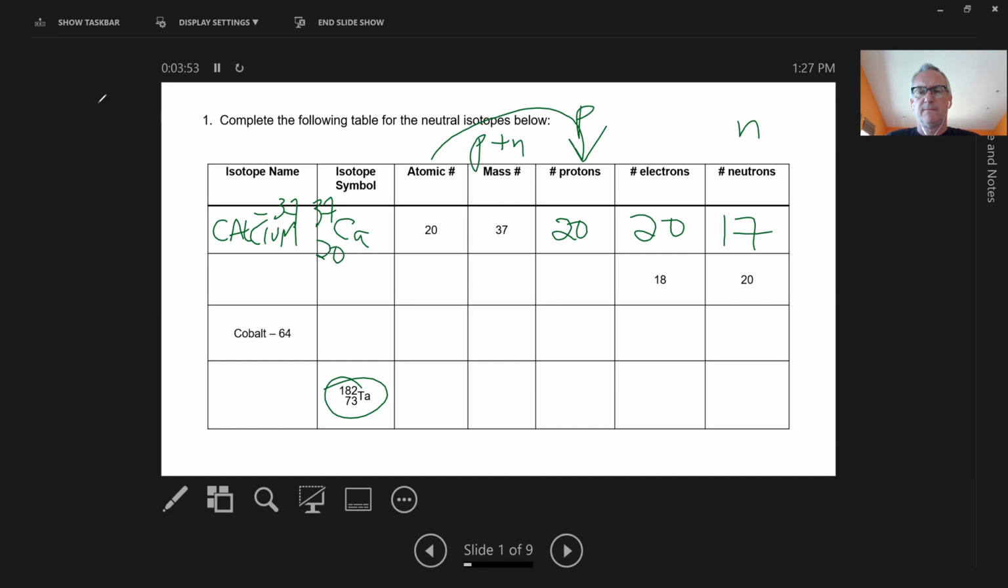I have a question. For the protons and electrons, are they always the same, or was it just a coincidence for calcium? They will be the same if there's no charge. That's not always going to be the case.